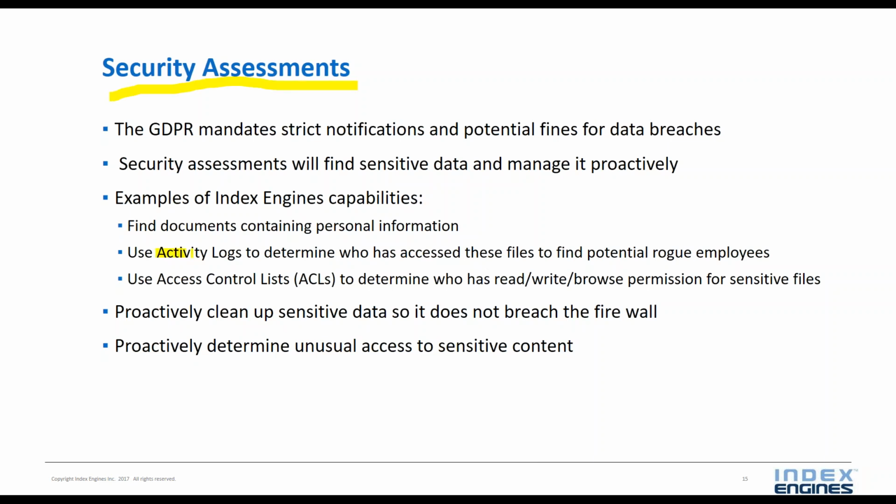Again, I mentioned earlier that we index activity logs to determine who has access to certain files, and things like ACLs or access control logs to determine who has read-write browse permission. So for example, you can use the classification tools to say, these are all the sensitive type files that are created. Maybe it's Excel spreadsheets in the members of the finance department. Then you can do a report that says, show me all users that are not members of the finance department that have access to these finance spreadsheets, and determine, are there some people that have access to this stuff that really shouldn't?